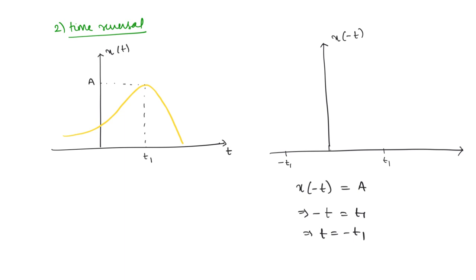Okay, so in the same way, each and every point you take is going to be at the exact mirror reflection. So you are going to get a signal that is a reflection of this signal x of t about this axis. So how will it look like? The peak is going to come here. So this is going to be like this. Okay, so this is the time reversal.